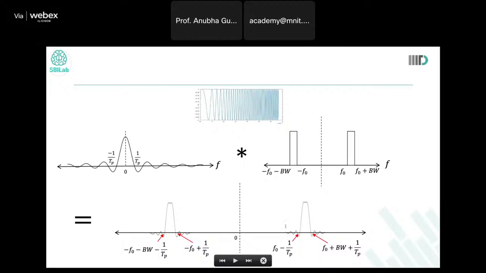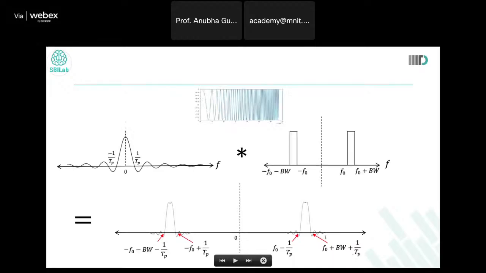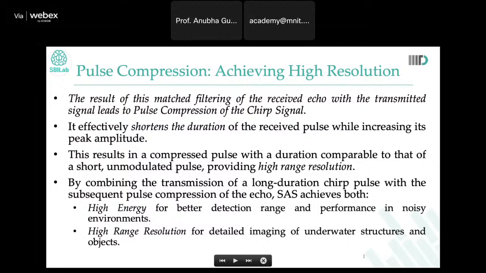Now when you do the convolution, you see in the frequency domain that it has spread compared to the previous one. Previously it was f0 to f0 plus 1 by Tp. This time it is f0, which is in the center, to f0 plus bandwidth plus 1 by Tp. Now this BW is 1 upon Tc, which is what we are considering this BW to be equal to. So the spectrum has become wider, which means in the time domain the pulse would get compressed. And this 1 by Tc will now start dominating because this BW is way higher than 1 upon Tp. That leads to your pulse compression.